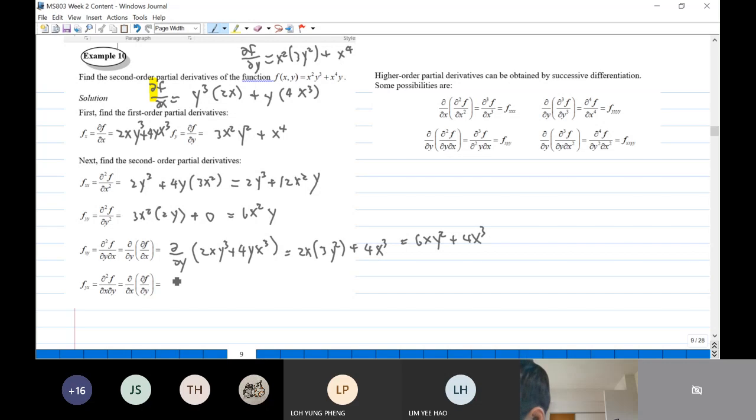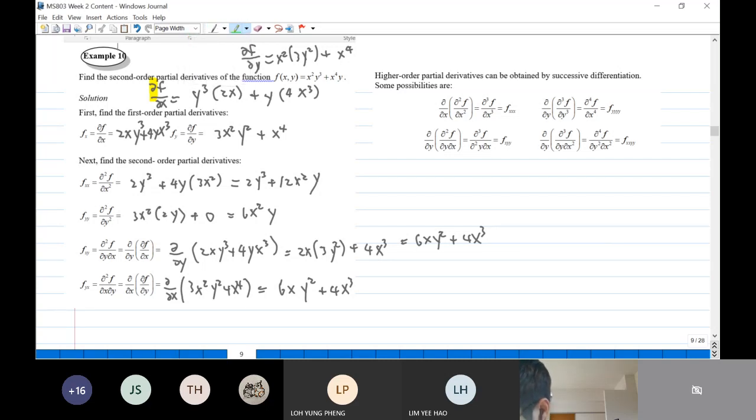Whereas for the other one, differentiating y first, we have 3x squared y squared plus x to the 4. Then differentiate with respect to x, with y fixed now, you get 6x y squared plus 4x cubed. So this is how you do the mixed differentiation. Now I want you to observe these two ways.